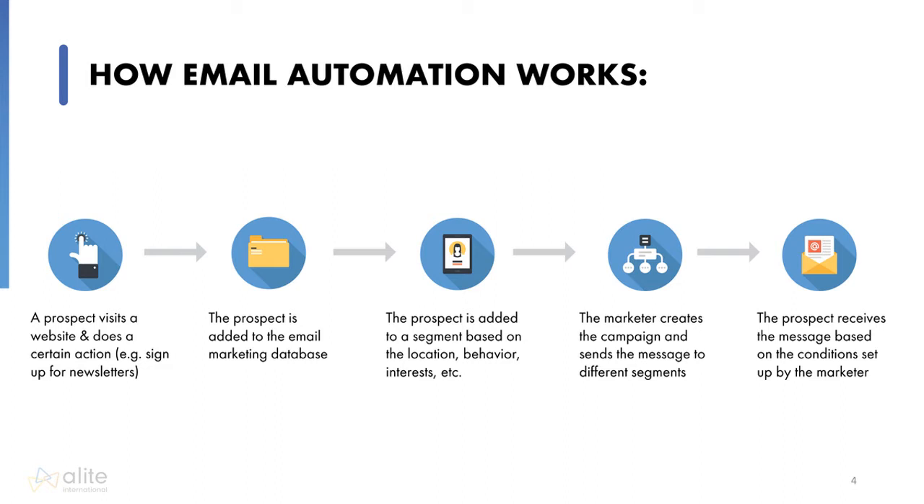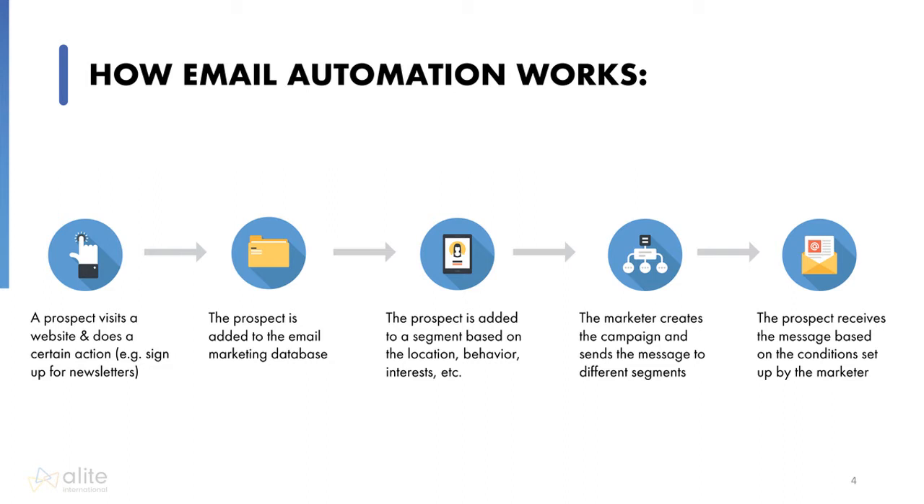First, we have a prospect visiting your website and doing a certain action. For example, he signs up for a newsletter. This same prospect is added to the email marketing database that you own. Next thing is that the prospect is added to a segment based on the location, behavior, interest, or any other segment that you decide on.